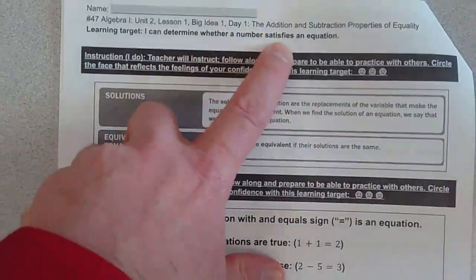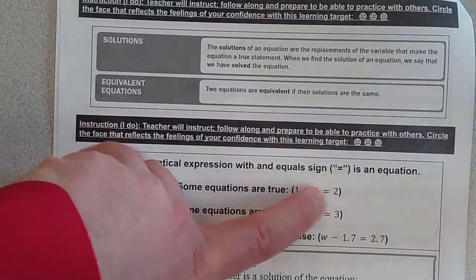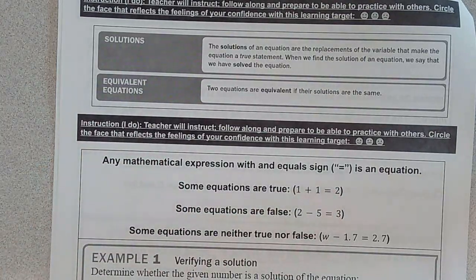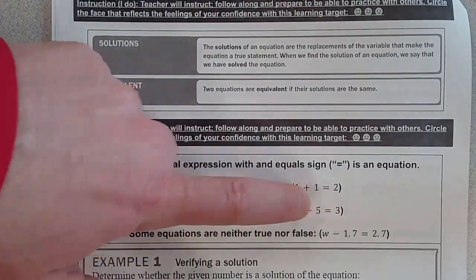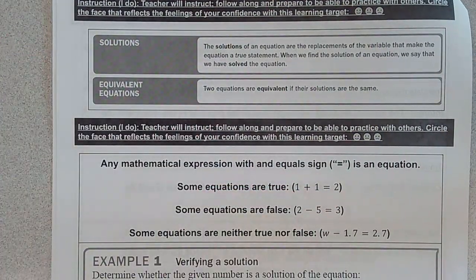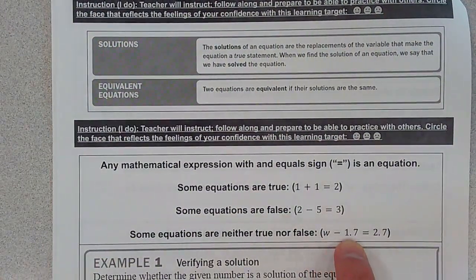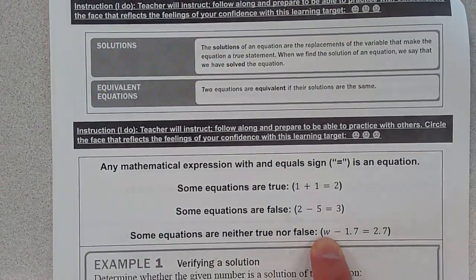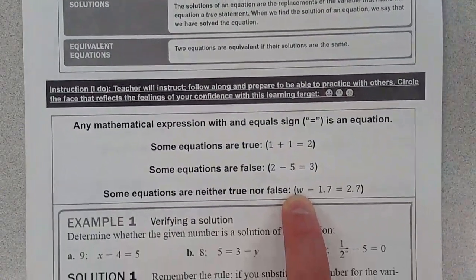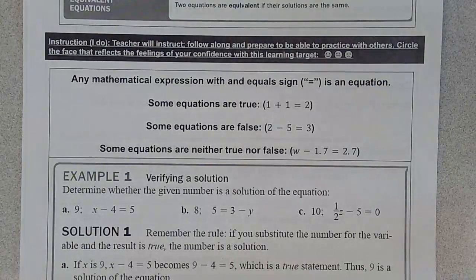Here are some examples. Again, our learning target is to determine whether a number satisfies an equation. Some equations you need to know are true. 1 plus 1 is 2 is just a true equation. Some equations are false. 2 minus 5 is not 3, it's negative 3, so that equation is false. Some equations are neither true nor false. This one, for instance, W minus 1.7 equals 2.7, is neither true nor false because we don't know what W is right now. There's one number out there that would work for W, and just about every other number will not work.